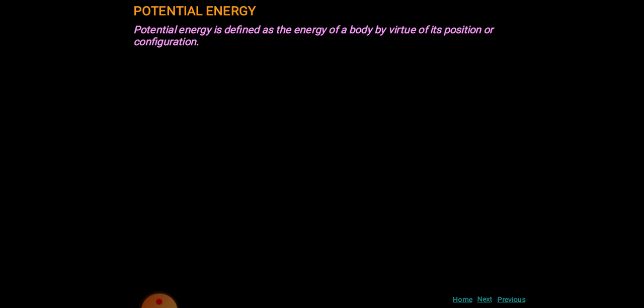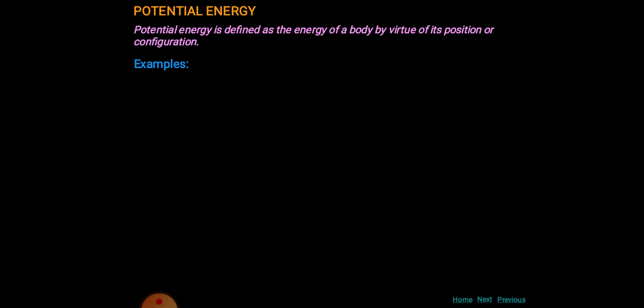Now let us try to understand potential energy. As you know already, there are two types of energy. The mechanical energy is divided into kinetic energy and potential energy. So what is potential energy? The potential energy is the energy of a body by virtue of its position.